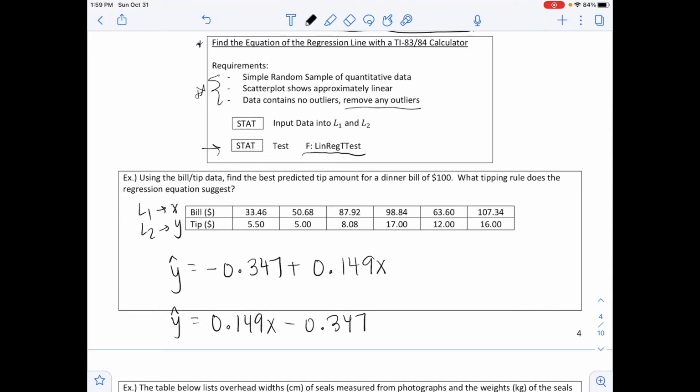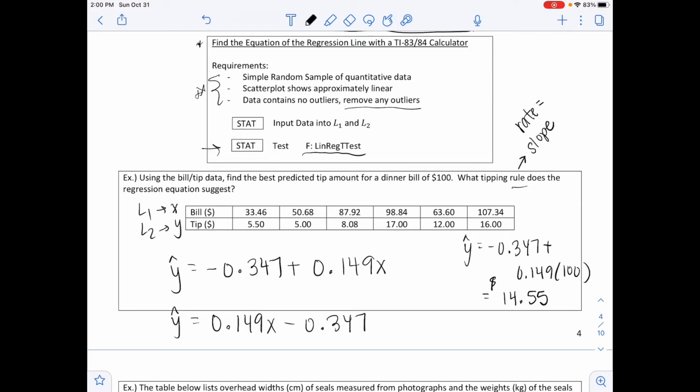It also asked how much we would predict to be tipping for a $100 bill. In order to figure that out, we substitute in 100 for our x, since x is our bill amount. So y hat equals negative 0.347 plus 0.149 times 100, which works out to 14.55 if we round to 2 decimal places, since we're dealing with money. From this scatter plot of data, these 6 different values that we have collected, we would suggest that with a $100 bill, we would be tipping $14.55. And it does say at what rate does this regression equation suggest, and this would be talking about our slope, which is our rate.